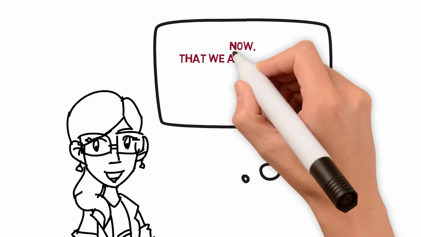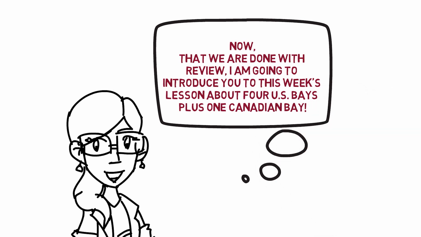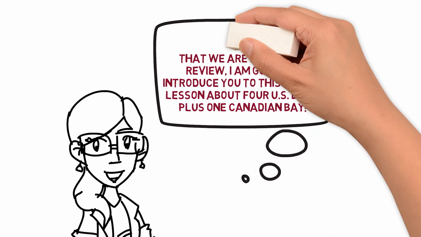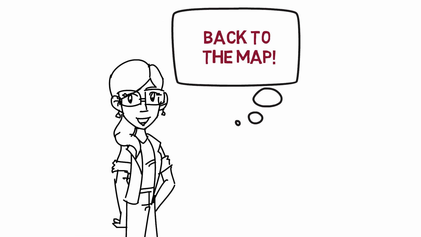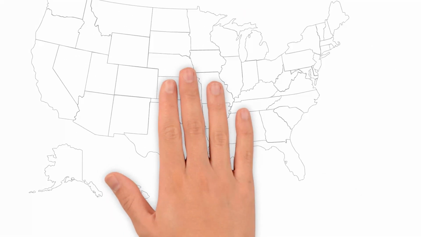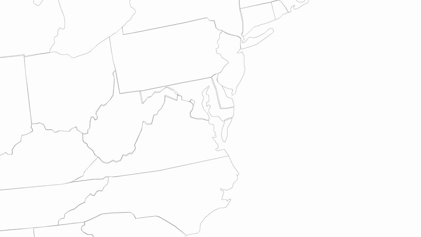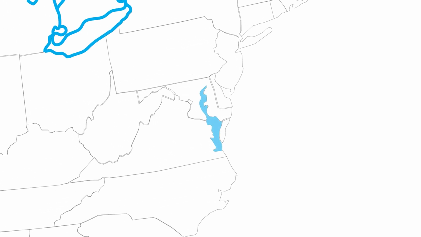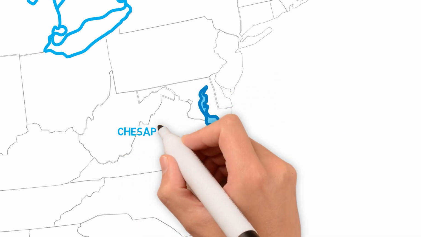Now that we are done with review, I am going to introduce you to this week's lesson about 4 U.S. bays plus 1 Canadian bay. Back to the map. First, we have a bay that is 200 miles long that connects to the Atlantic Ocean. This bay is called Chesapeake Bay.